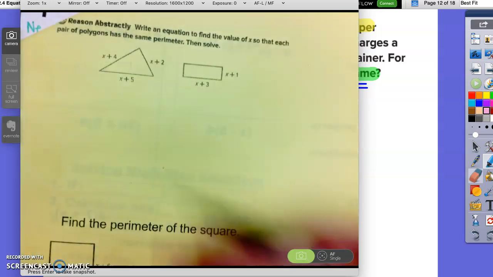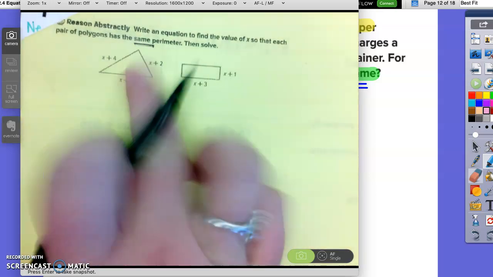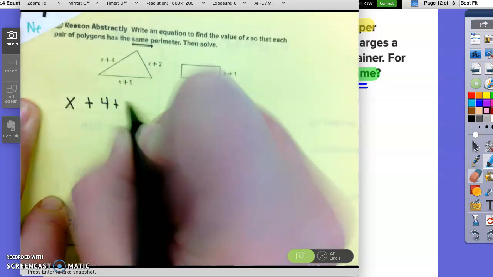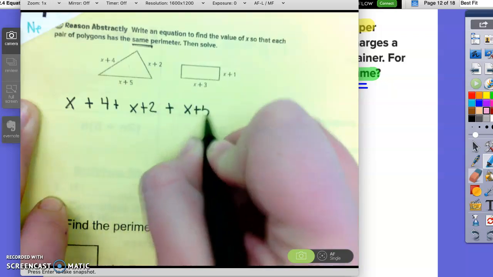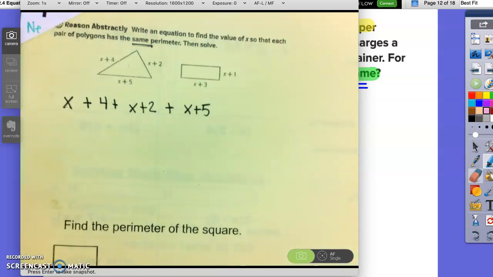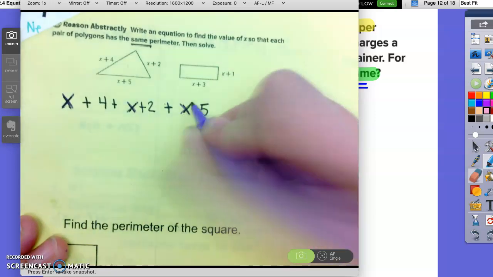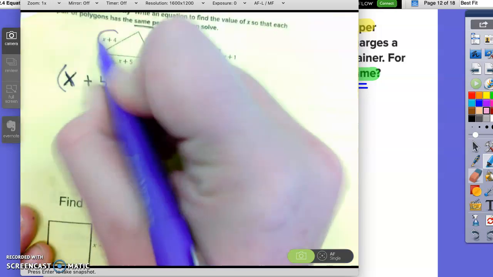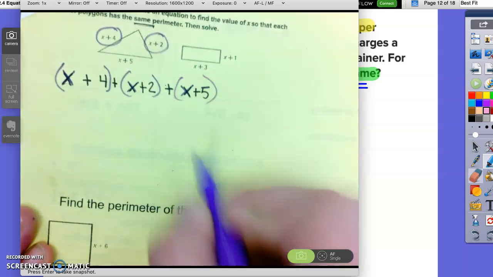So for this one, the perimeter is the same. So this plus this plus this is the perimeter, and so I have to do that. X plus 4 plus x plus 2 plus x plus 5. So do you see? And I'm going to write, so here's my x's. I know it gets kind of, so my x plus, that's this one. And then I'm going to add it to the x plus the 2, and then I'm going to add x plus the 5.